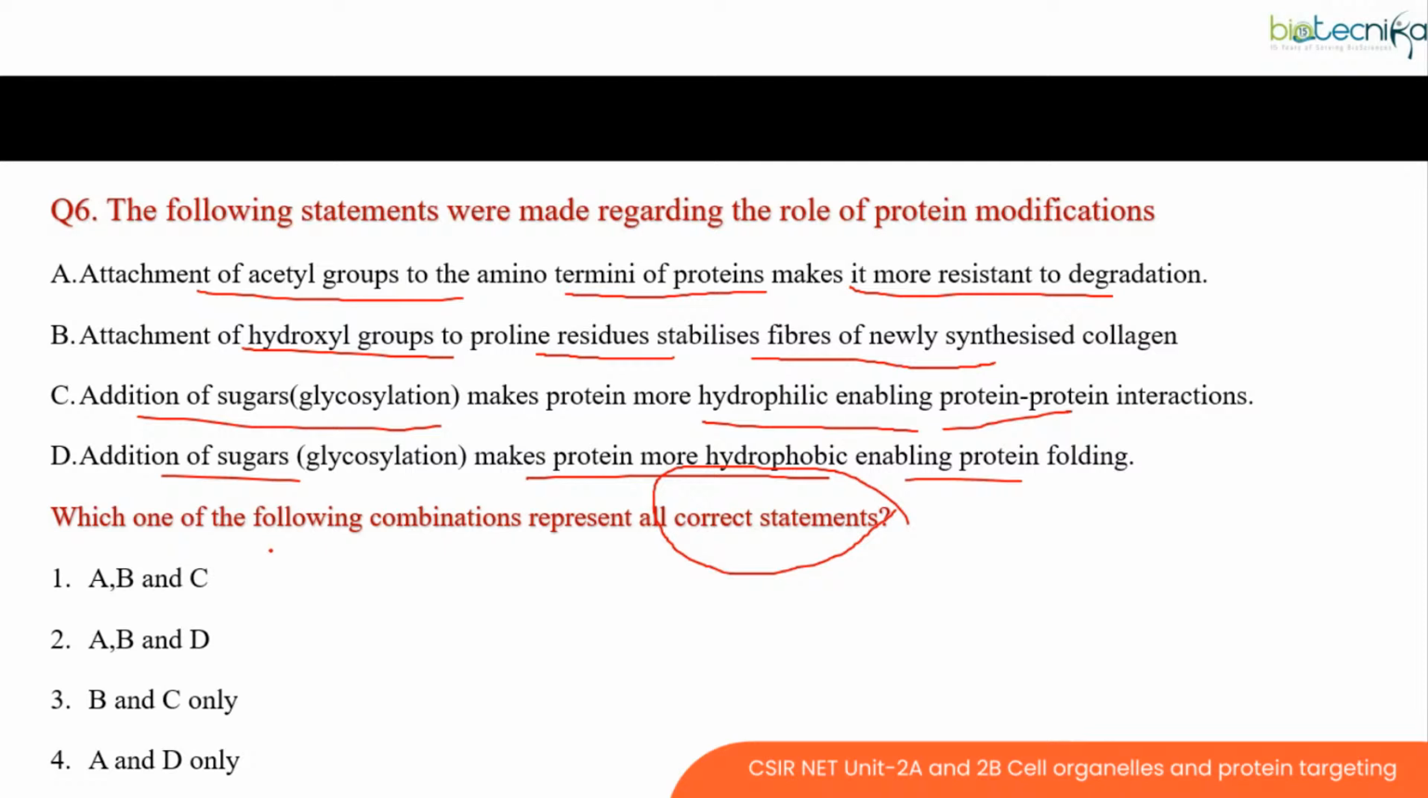See, the correct answer over here is that the first three statements are correct. So whether it is your acetyl group, the hydroxyl group, or the glycosylation process, all three are correct. Glycosylation will be inducing hydrophilic interaction, so saying it makes the protein more hydrophobic is incorrect over here.